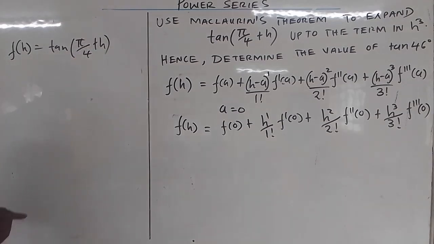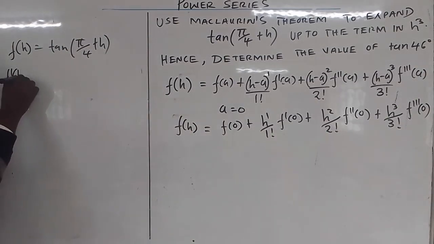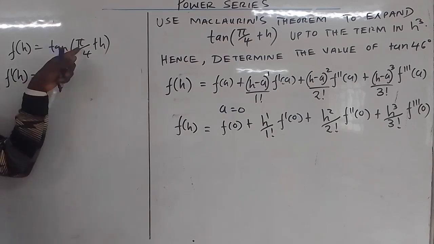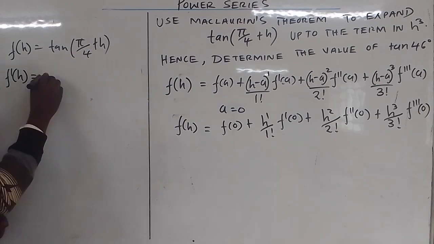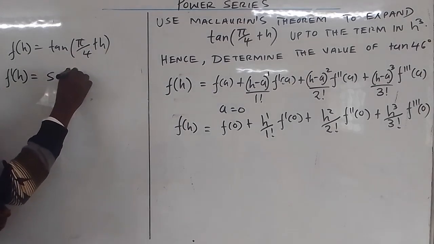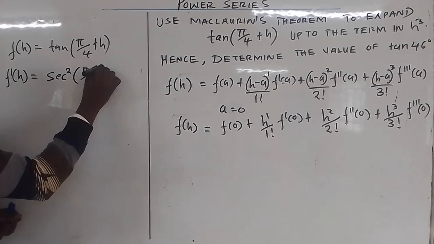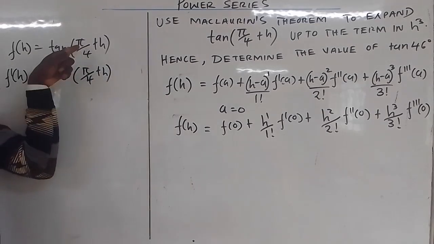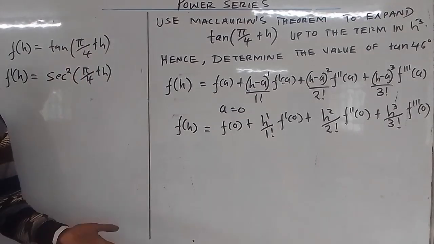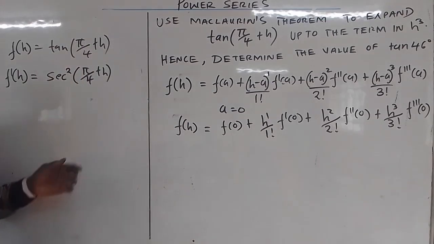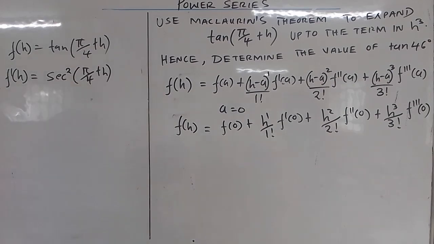Okay? So start. If you differentiate f of h for the first time, if you let what is inside here be x, it's like we're differentiating tan x. If you differentiate tan x, you get sec squared x, but your x was pi over 4 plus h. Then you differentiate the inner function: differentiate pi over 4, you get 0, differentiate h, you get 1, meaning the derivative of the inner function is just 1. So we will remain with the derivative of the outer function.